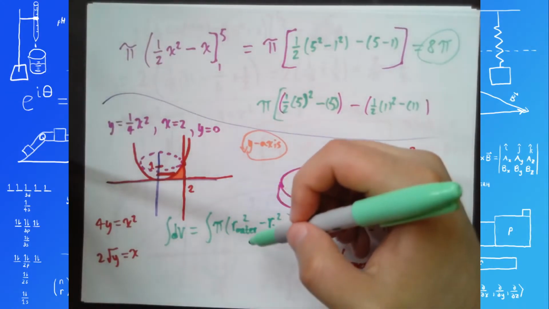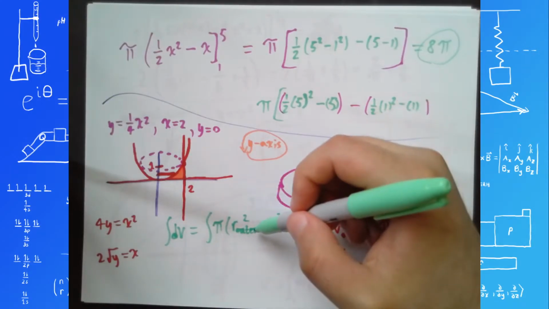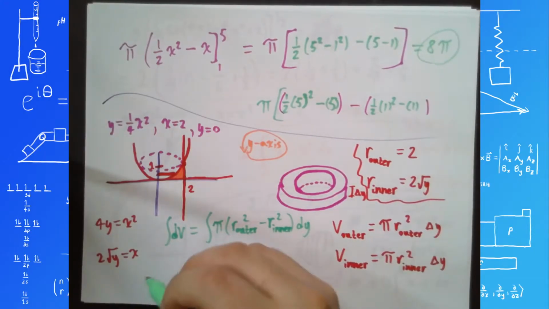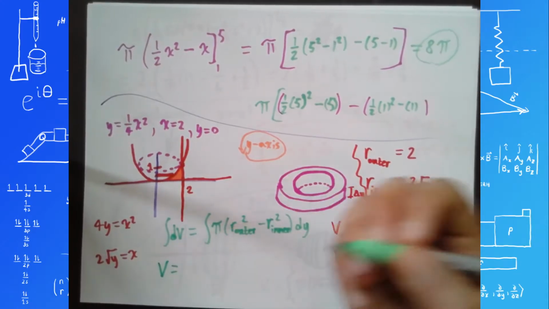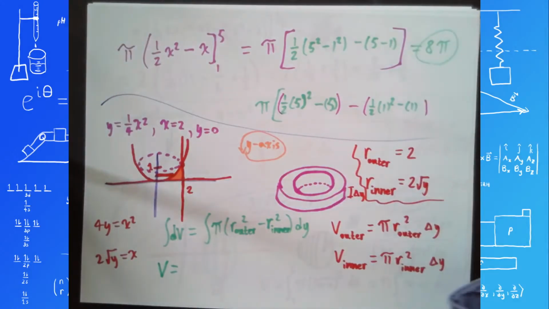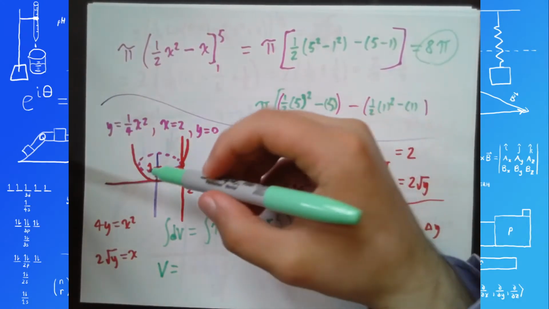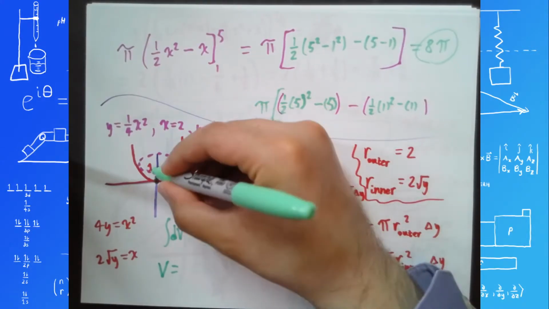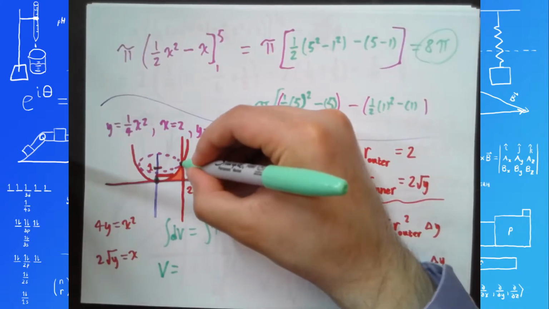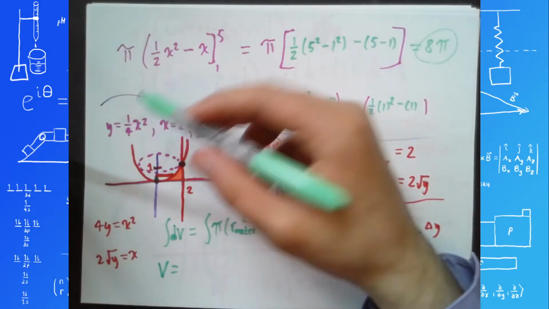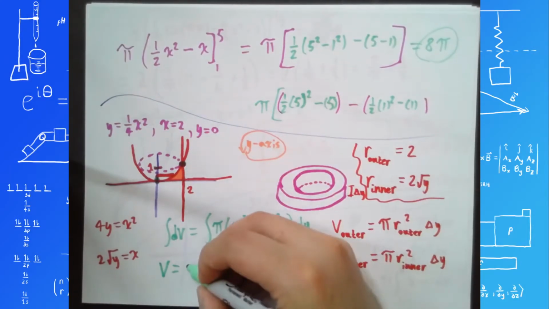So let's see here. I can pull the pi out of the integral. I can substitute r outer and r inner. I want to make sure they're written in terms of y, which we've already done. So our volume is equal to... Oh, and what are our integration bounds? Well, if we're integrating in terms of y, we're going from y equals 0 to y equals 1. As I highlighted earlier, that's where this intersection point happens. Where x is equal to 2, y is equal to 1, that's the highest y we get.